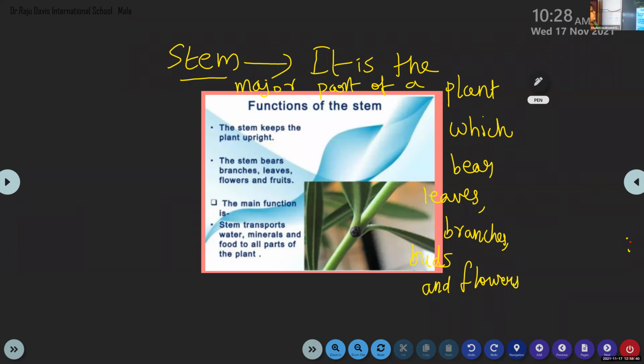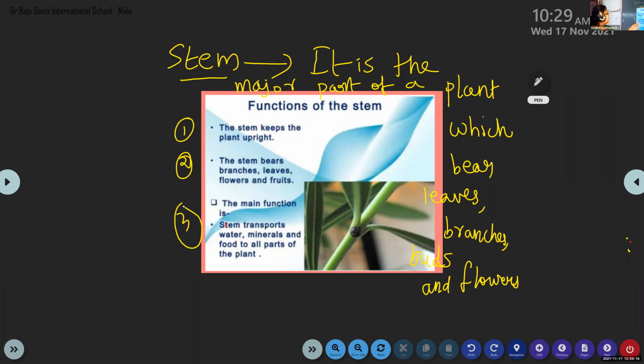Now we are moving on to the functions of the stem. Ma'am, 1 more minute. So we don't have much to learn about the stem. So you just click the screenshot. It doesn't have many functions. One function is the stem keeps the plant upright. From the root the plant comes. If the stem falls down, the plant also falls. So it will keep the stem strong and hold upright.